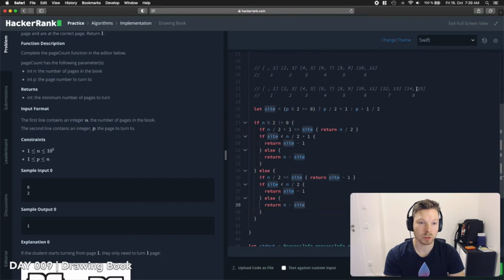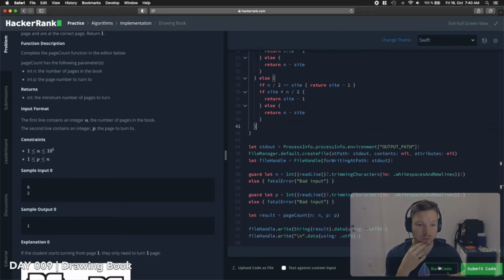Else we go from right. If it's bigger than, for example, 4, it could be 5. That means 1, 2, 3 turns. It could be 6, which is still true, right? And minus side. It could be 1, 2. Okay, let's try that.